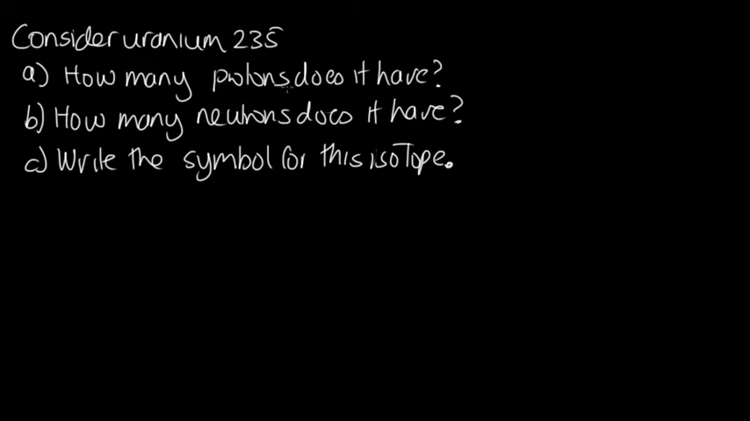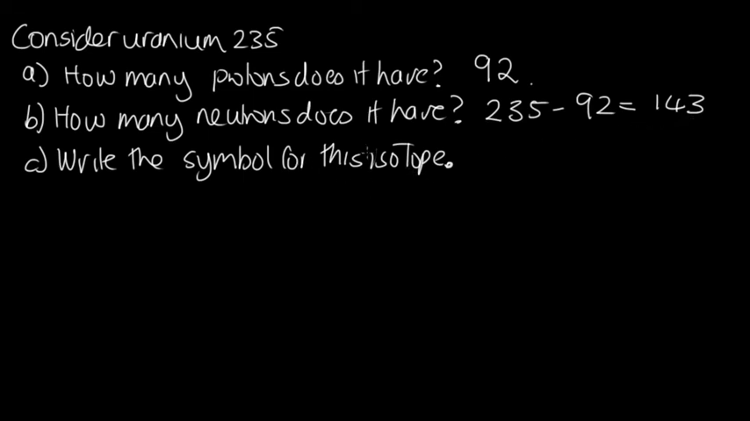So part A, to work out how many protons it has, we actually have to look up uranium on the periodic table. When we look it up, we see that its atomic number is equal to 92. So this tells us that it has 92 protons. Now, 235 refers to the number of nucleons. This is the mass number, which is the number of protons plus neutrons. So to work out how many neutrons, we have to do 235 minus 92. And when we do that, we end up with 143 neutrons.